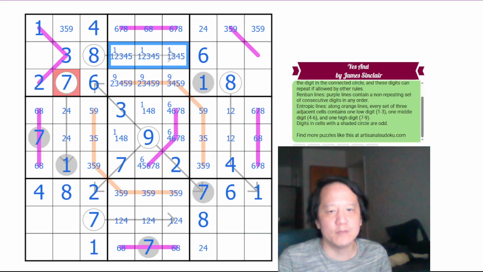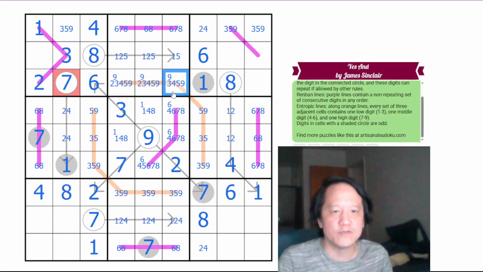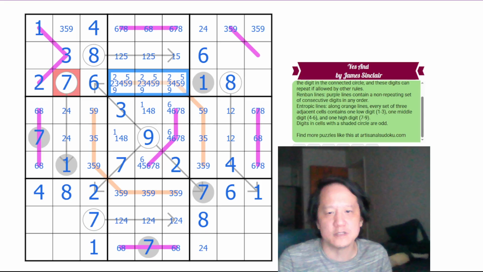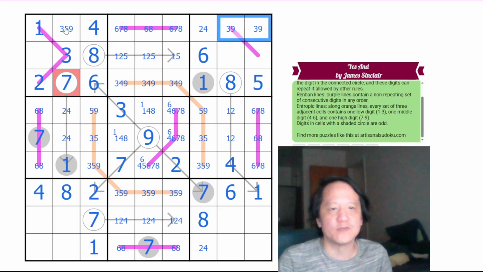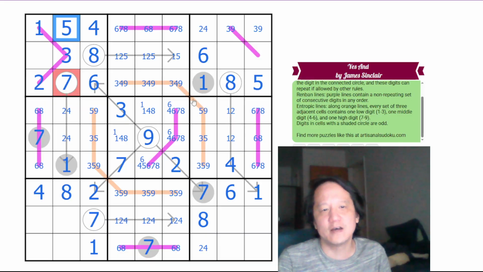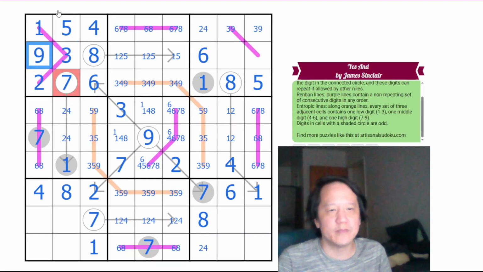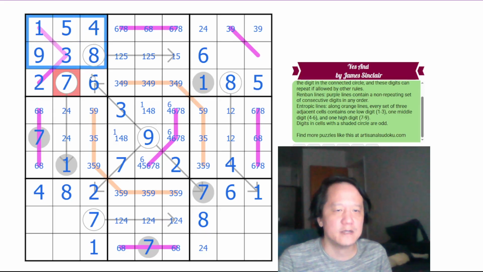Therefore, this cannot be 1, 3, and 4 here. It's 1, 2, and 5, which eliminates 1, 2, 5 in the rest of the box. So this is now 3, 4, and 9. That eliminates 3, 4, and 9 in the rest of the row, which leaves just a 5 remaining in row 3. 5 eliminates 5 in the rest of the box. This is a 3, 9 pair, which eliminates 3, 9 in the rest of the row, so this can't be 3 or 9. It's 5. That means a 9 remains in this upper left-hand box.